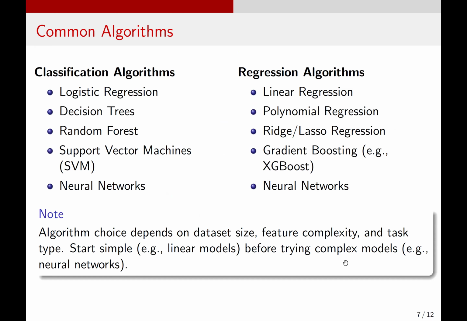Then we have gradient boosting, e.g., XGBoost. That's one of the most popular, about the most popular algorithm for gradient boosting. Then we also have neural networks under regression algorithms, right?